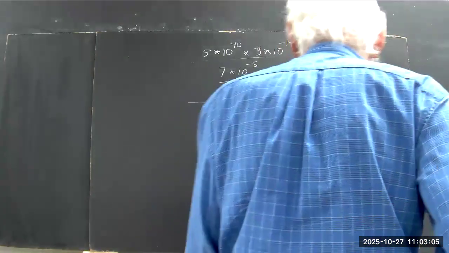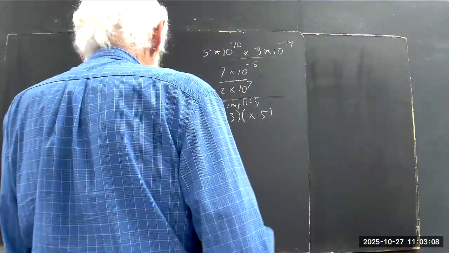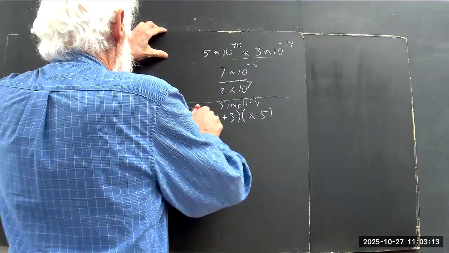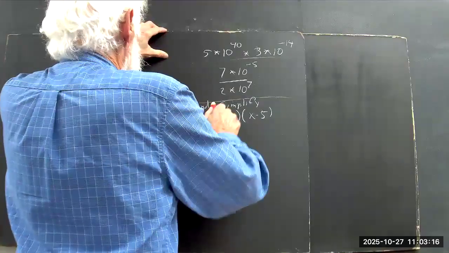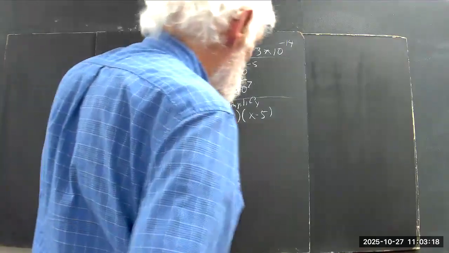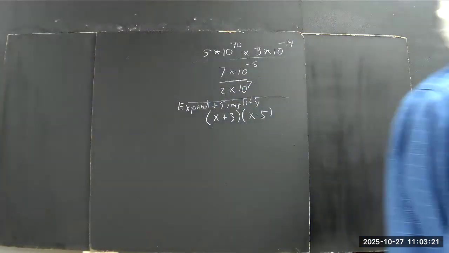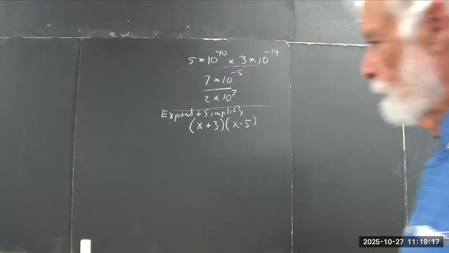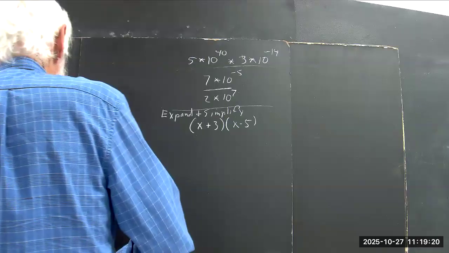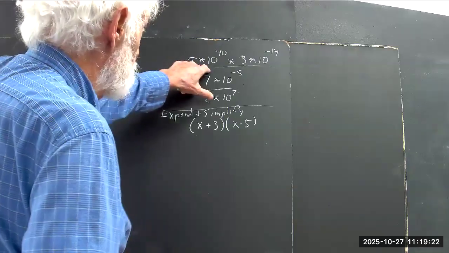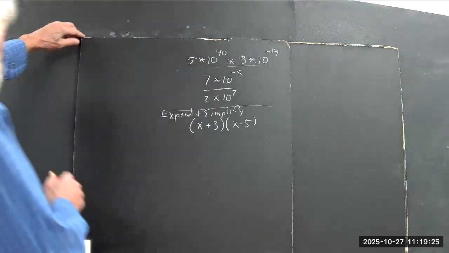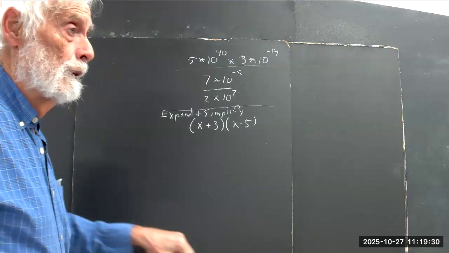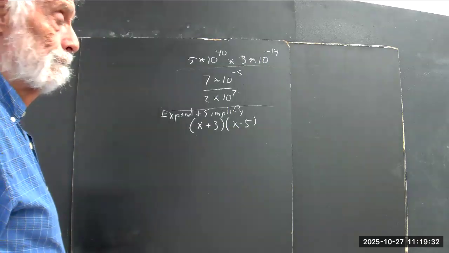And what I mean by simplify, I should probably write that, expand. And simplify. In other words, do the multiplication and then simplify your result. With the scientific notation, you've got 5 times 10 to the 40th multiplied by 3 times 10 to the negative 14th. You want to do this in at least 3, maybe 4 steps.